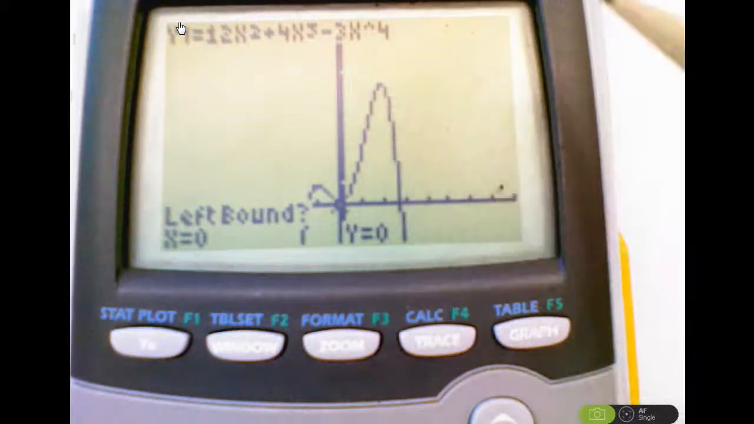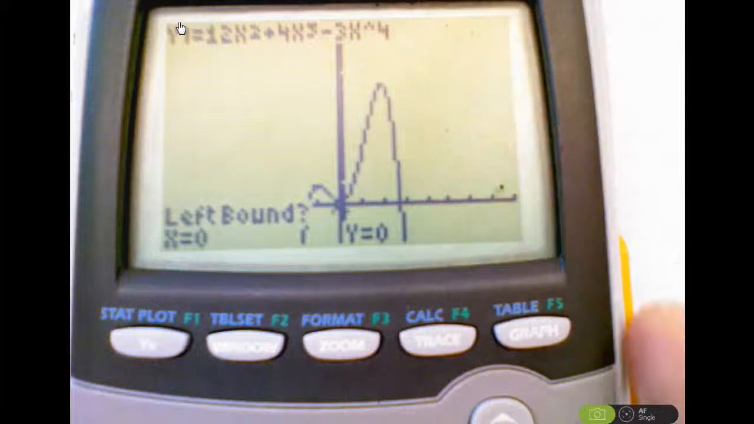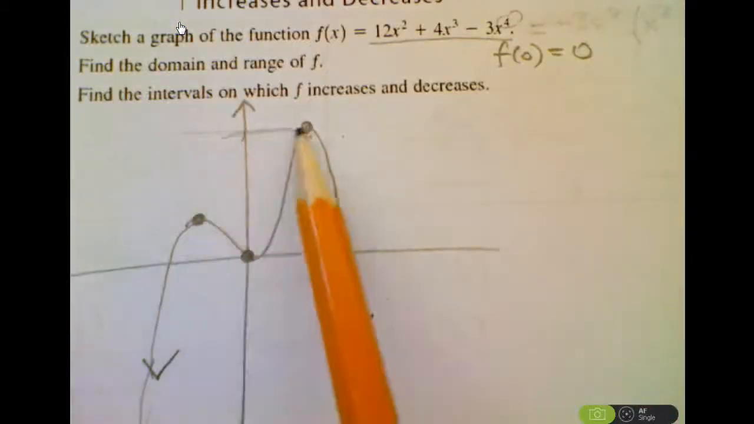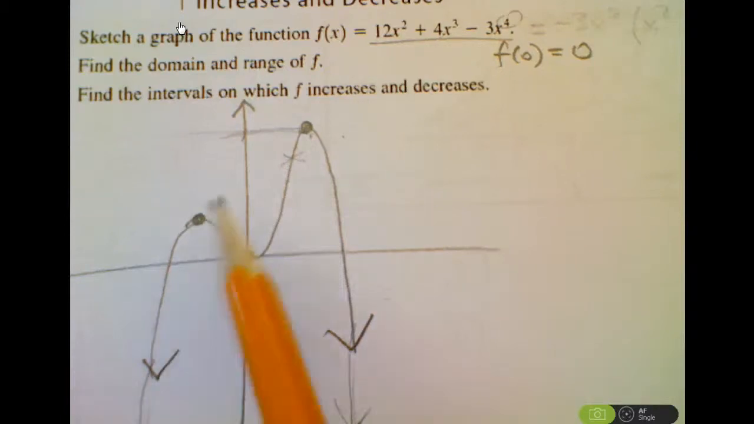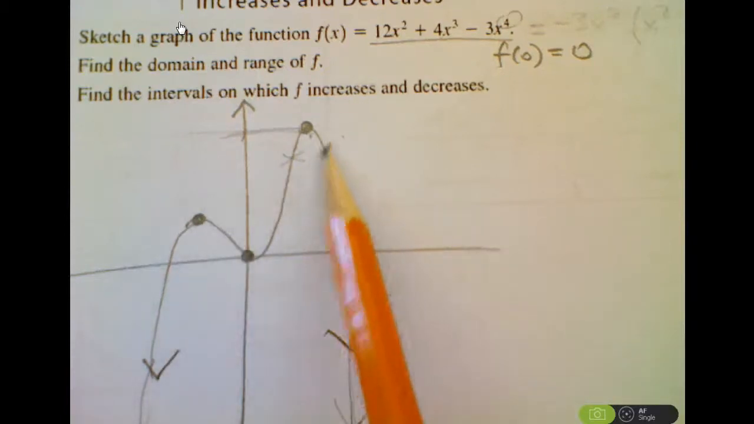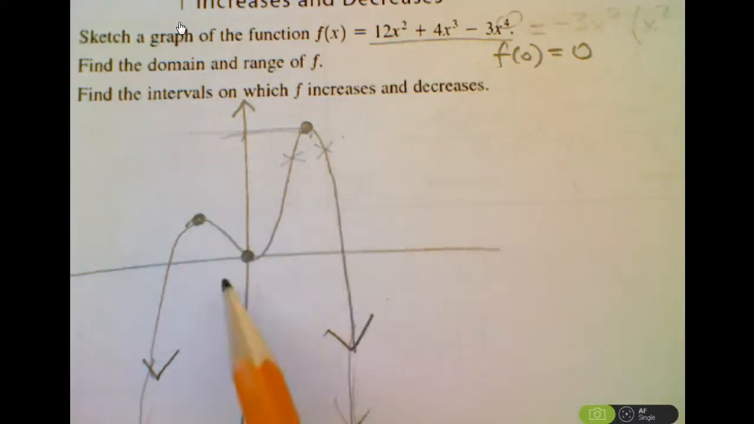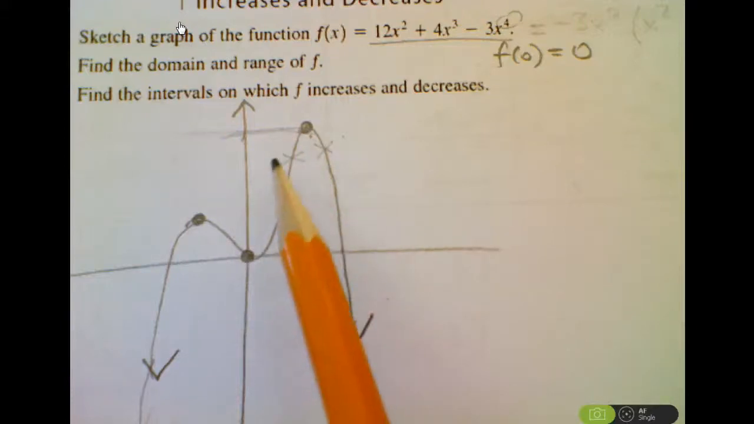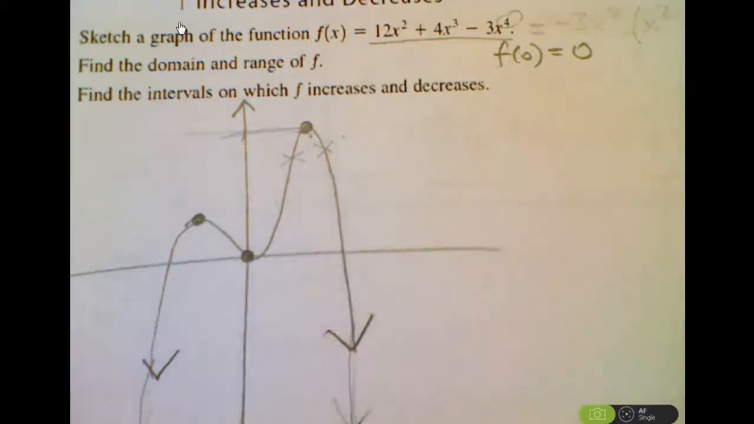Now, the calculator is going to ask you three things. It's going to ask you, if this is the maximum, give me a point on the left of the maximum. The other thing the calculator will ask you is, give me a point to the right of the maximum. And then the calculator is going to ask you a guess. Now, for the guess part, you don't have to worry about it because it gives you a default guess.